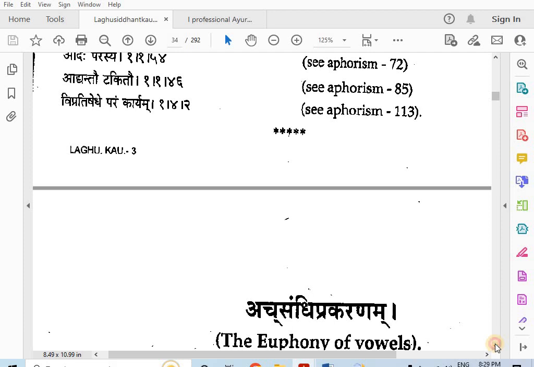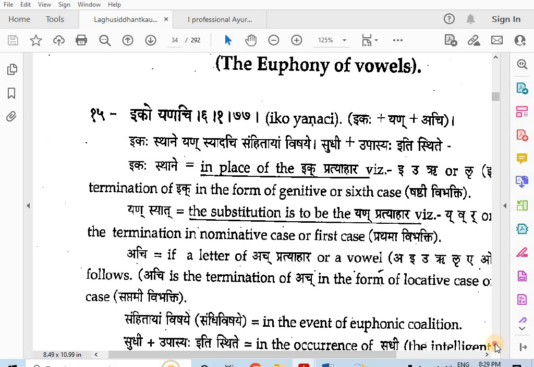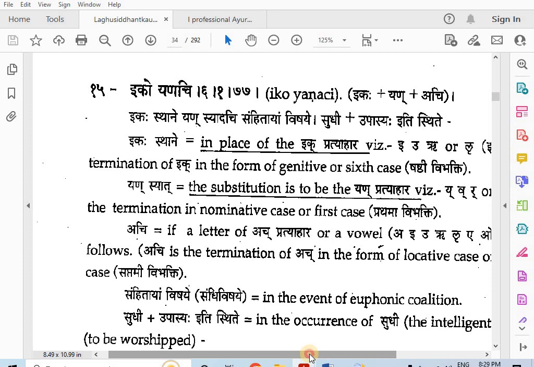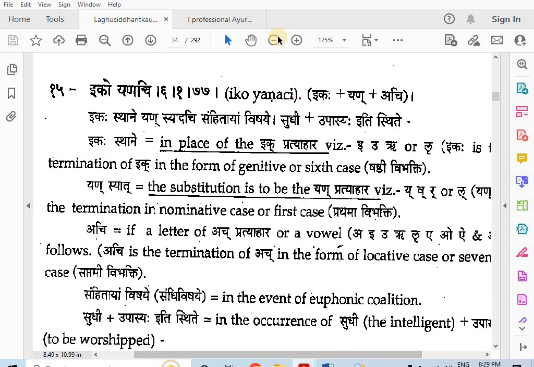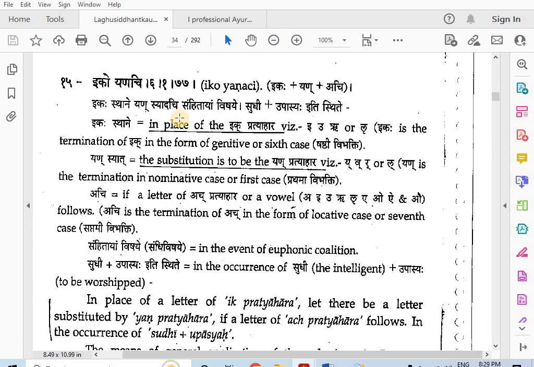Yeah, here we have the sutra: Iko yanachi. Very interesting sutra. If you remember the sutra, you will remember the rules. Iko, ik pratyahar. Ik pratyahar means i, u, ru, lru, these four vowels. Right? They should be converted to yan, if the next word starts with ach pratyahar. Yan means ya, va, ra, la. So i to ya, u to va, all things are written here. If the next word starts with ach, ach means vowels, but dissimilar vowels.